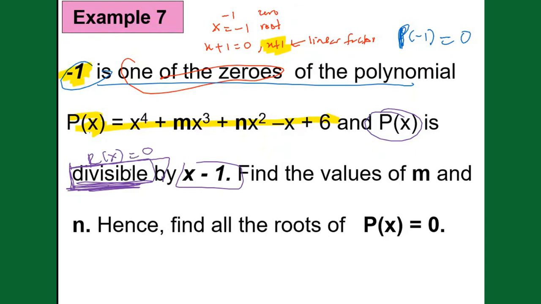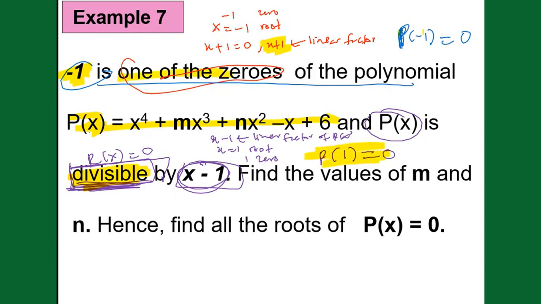The word divisible maknanya remainder is equal to 0. Dibahagi dapat dia apa? Dibahagi tepat. Divisible by x minus 1. So yang ini info dia x minus 1 linear factor of px, atau x equals 1 root, atau 1 is a zero, sama je. Or p of 1 is equal to 0. Info dia. Then the word divisible. Okay, so dapat dah ni. Yang tadi zeros tu dapat yang ni.